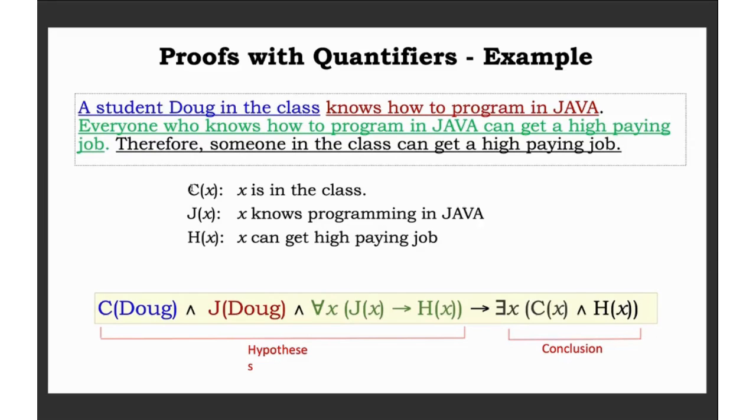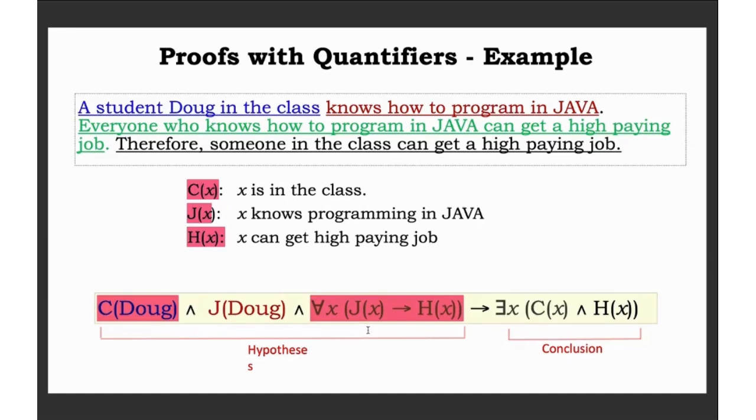First piece of information is C of x, which is that x is in the class. J of x is someone who knows how to program in Java. H of x is someone who can get a high-paying job. Your statement over here says that C of Doug, Doug is in the class. J of Doug, Doug knows how to program in Java. And then you have this universally quantified statement.